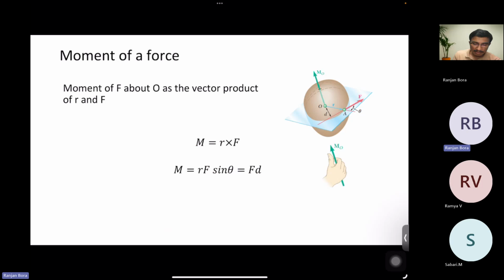We have already seen that M is equal to r cross F, and the magnitude of M is given by rF sine theta, which we can also write as F into d. What is d here? d is r sine theta. In this triangle, this angle is theta, this is r, this is r cos theta, and this distance d is r sine theta.